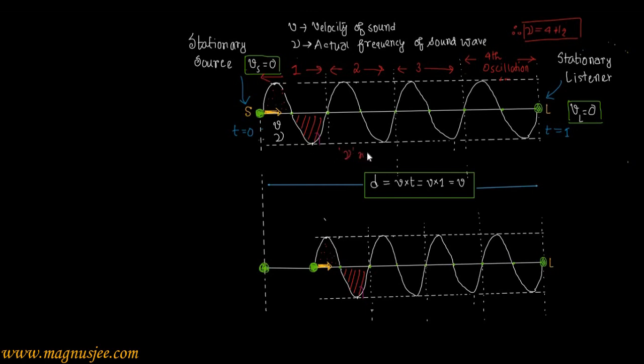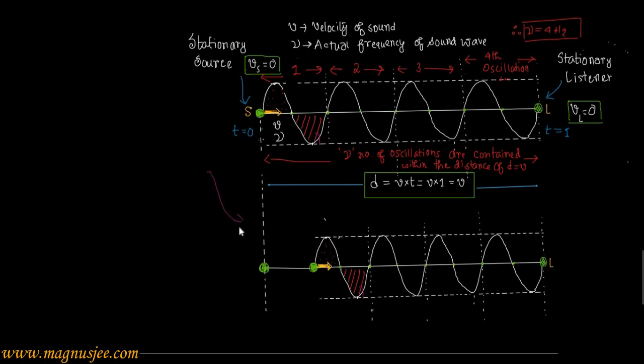And in this case we can say, as nu is the frequency, nu number of oscillations will be contained within the distance d is equal to v. Nu number of oscillations will be contained in the distance traveled by the sound wave in an interval of time of 1 second. That is, nu number of oscillations are contained within this distance d equal to v.